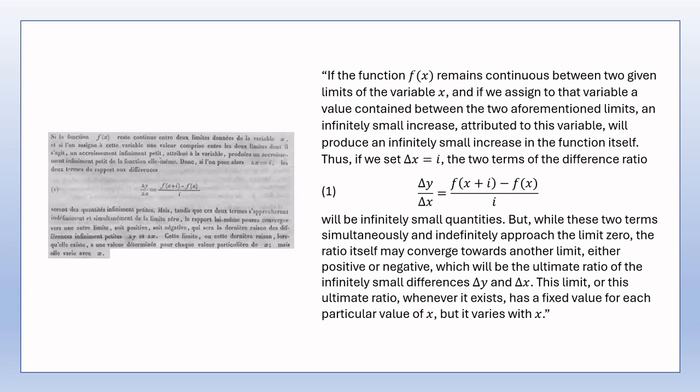But while these two terms simultaneously and indefinitely approach the limit 0, the ratio itself may converge towards another limit, either positive or negative, which will be the ultimate ratio of the infinitely small differences delta y and delta x. This limit, or this ultimate ratio, whenever it exists, has a fixed value for each particular value of x, but it varies with x.